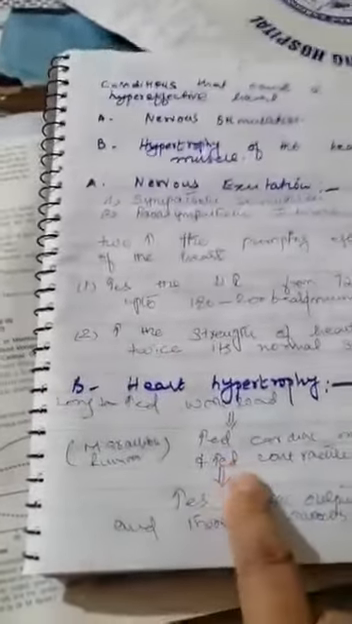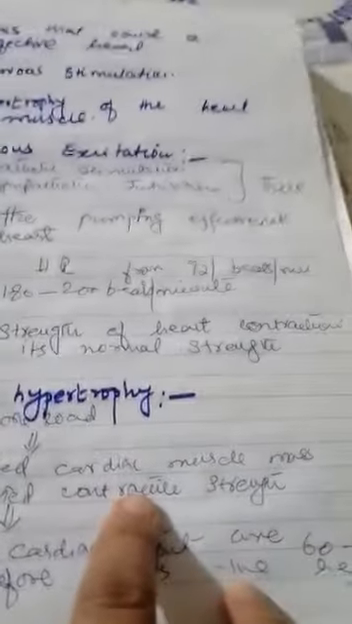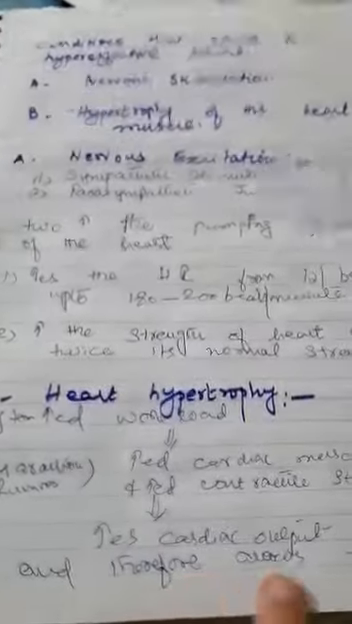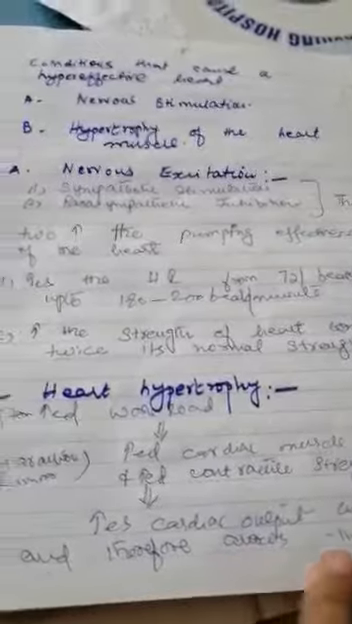Long term increased workload on the heart increases the cardiac muscle mass and the contractile strength of the heart. This increases the cardiac output curve and therefore allows the heart of the marathon runners to pump effectively. Theek ho gaya?